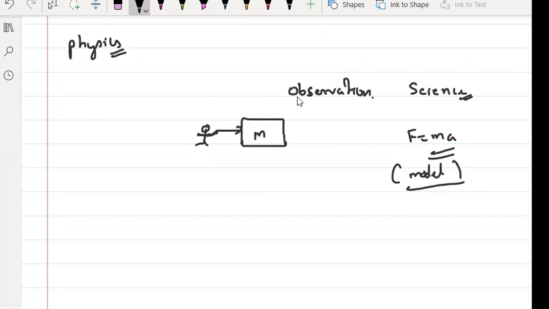Now, if you want to make a model out of this, you make a mathematical equation, a mathematical model or a graph, something like that. So you can write this equation, F is equal to ma, because force is equal to mass into acceleration of this object. This is the mathematical model for this observation. Yes or no?